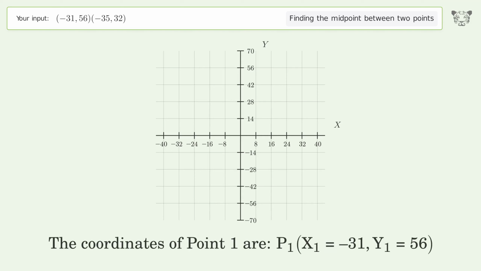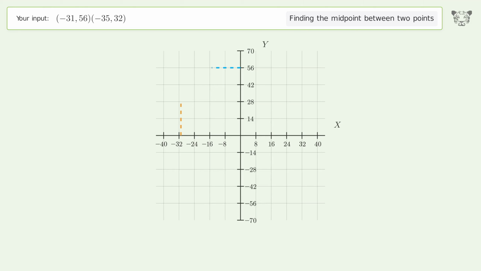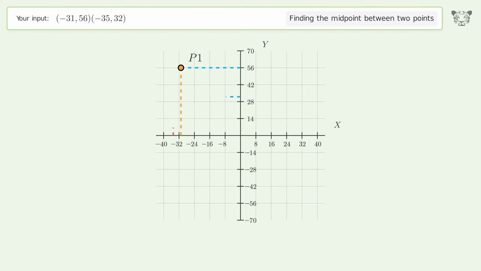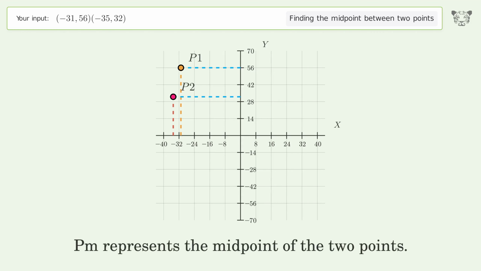The coordinates of point 1 are x1 equals negative 31, y1 equals 56. The coordinates of point 2 are x2 equals negative 35, y2 equals 32. PM represents the midpoint of the 2 points.